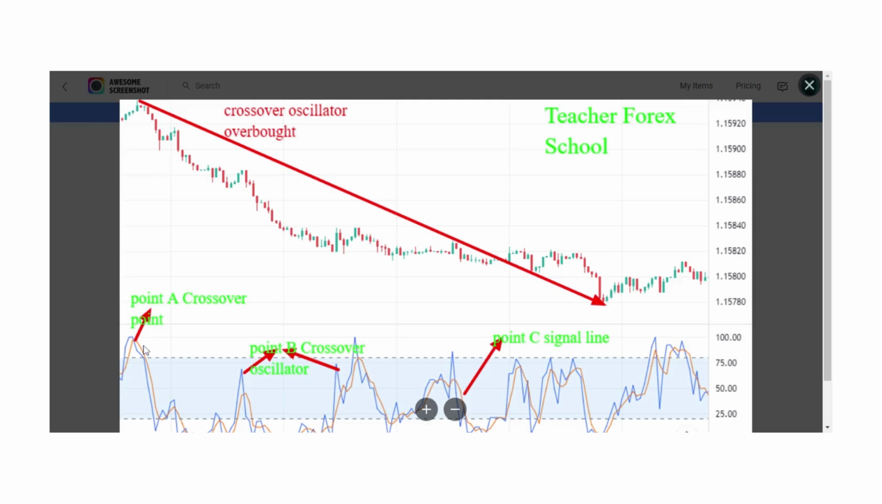This is an indication of an overbought condition over there. This will signal the trader to enter a short position since the market will start moving downward. As you can see from our diagram, the market has started to move downwards.